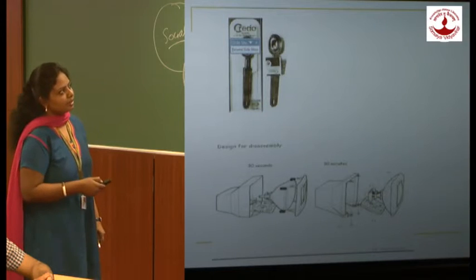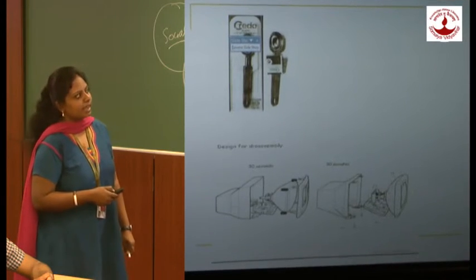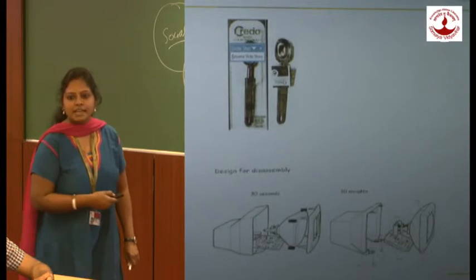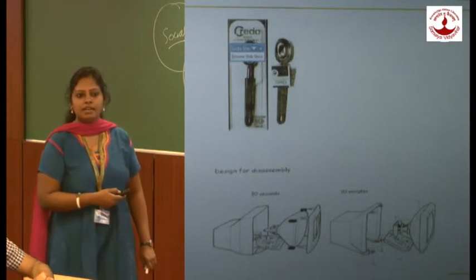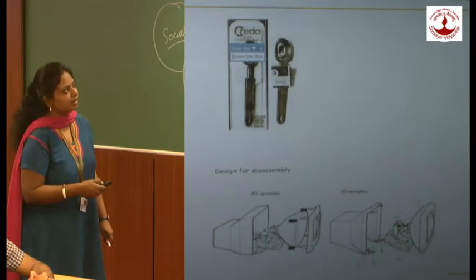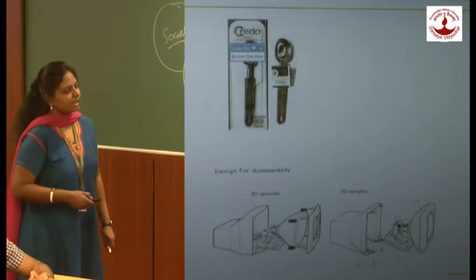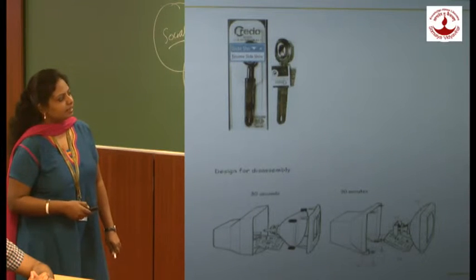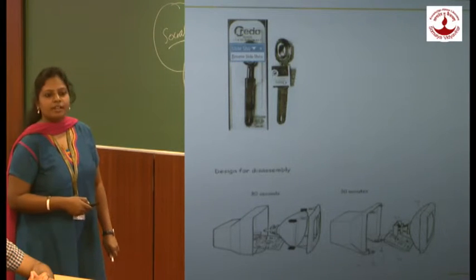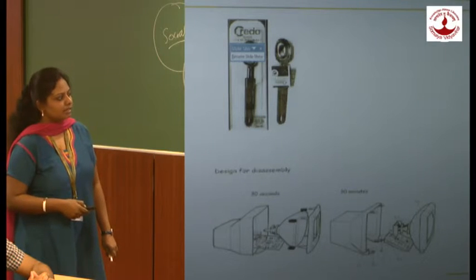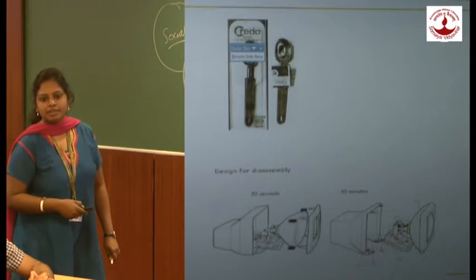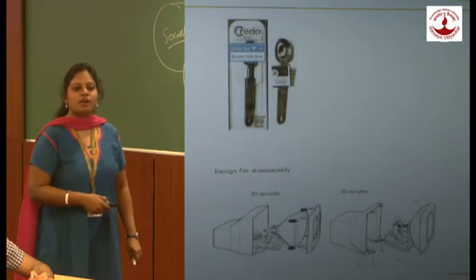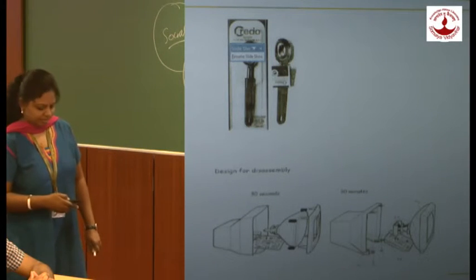So what we observe here is that the packaging has been reduced. This is at the design stage itself. You design so that your packaging waste will be reduced. Here what we see is design for disassembly. Here it takes 30 minutes and here we have 30 seconds. Some of the parts from a television set can be recovered. So, design for disassembly.